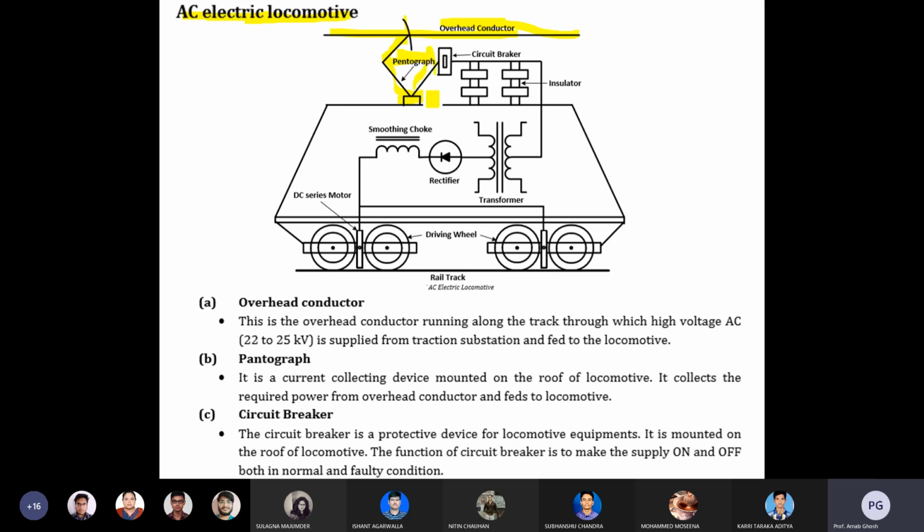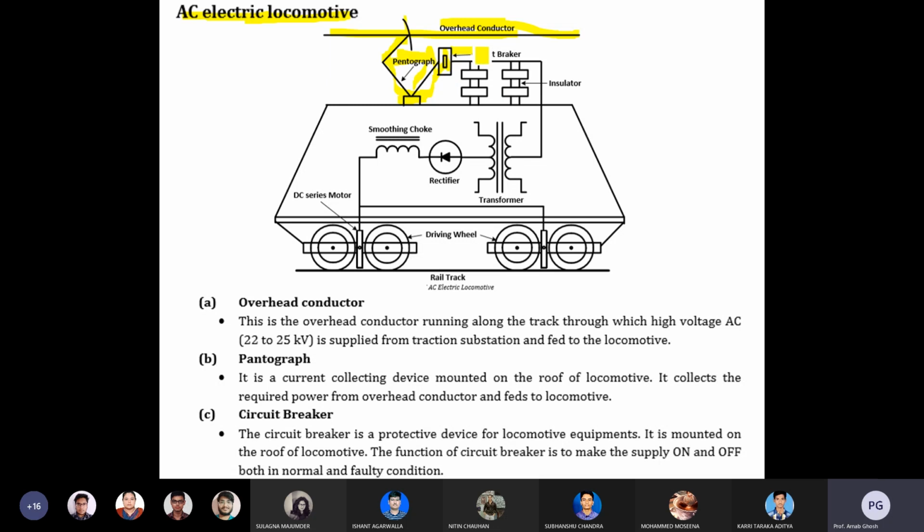Then the conductor comes to the circuit breaker and isolator, both are there. You can use an air blast circuit breaker or a vacuum circuit breaker. For suburban and urban conditions, we use a vacuum circuit breaker. For mainline service, we use an air blast circuit breaker.